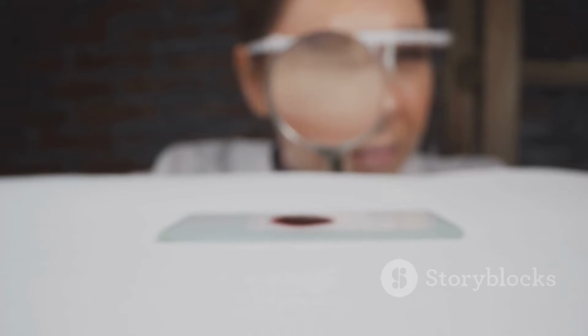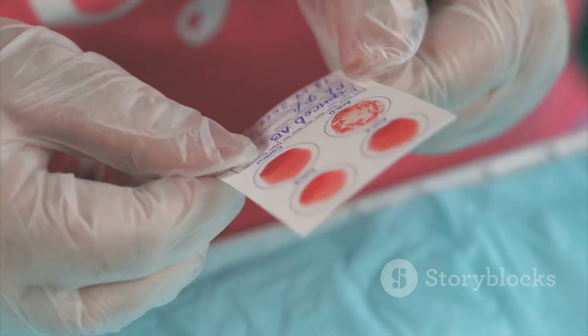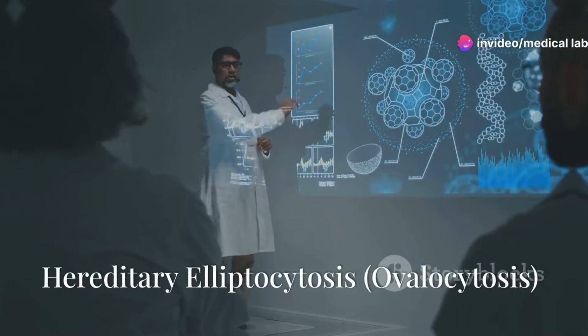In the laboratory, you might see spherocytes, MCHC may be greater than 37 grams per deciliter, increased osmotic fragility, and increased serum bilirubin.